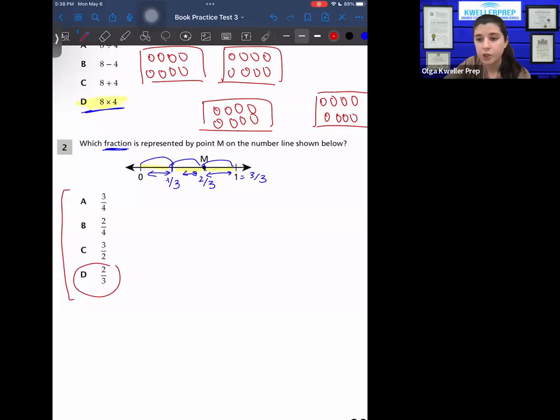So who could tell me which option I would have to eliminate? Right off the bat, I would eliminate 3/2. Why? Because this is greater than 1. It makes no sense for point M to be greater than 1, because we can see that it's within 0 to 1.